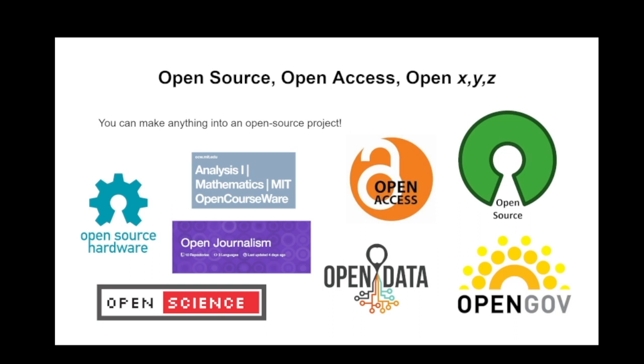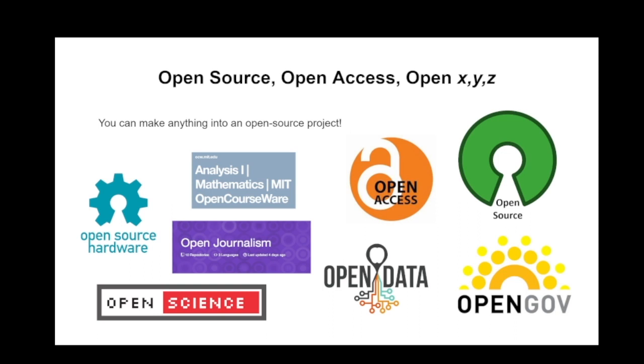So there are all sorts of things that people have applied open principles to. There's open source hardware, which is creating hardware that anyone can get the plans to and build their own version and modify it. There's open access publishing, where you have published works that are open access. Sometimes those are licensed under a Creative Commons license, so you can remix the figures and use them for your own needs.